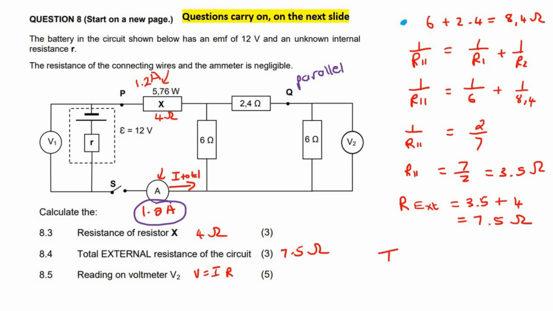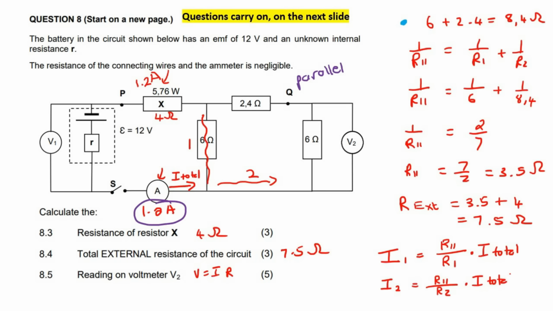You can go I of a specific branch. Let's call this branch number 1, and this branch number 2. If you want to know how much current goes into branch 1, you can say R parallel divided by R1 multiplied by the total current. If you want to know how much goes into the second branch, you can say R parallel divided by R2 times the total current.